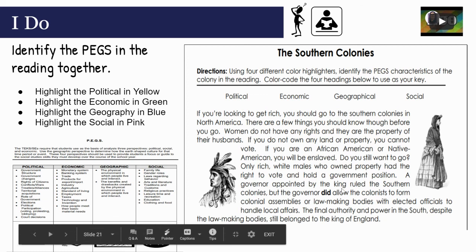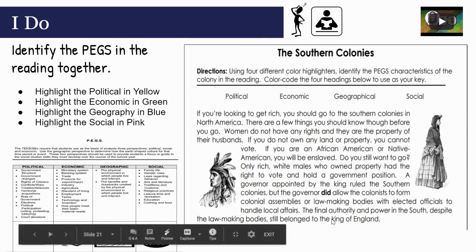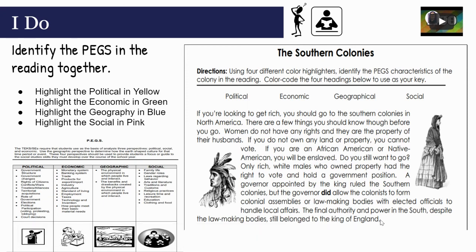The governor was appointed by the king to rule the Southern colonies, but the governors did allow colonists to form colonial assemblies or lawmaking bodies with elected officials. So we can say that there's a government appointed by the king that's political. And the colonists formed colonial assemblies, or lawmaking bodies with elected officials to handle the local affairs, is also political. The final authority belonged to the King of England, also political.